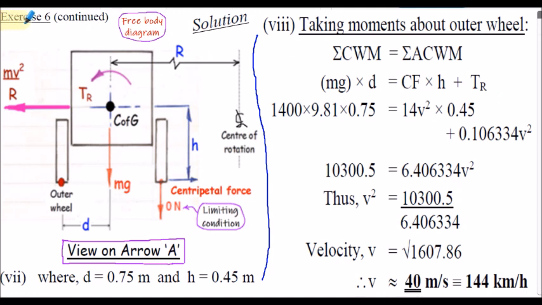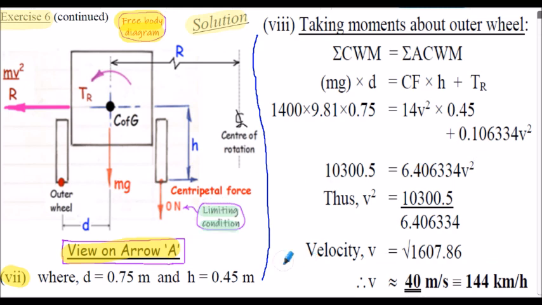Exercise 6, solution continued. So part 7 of our process was to sketch the free body diagram, as shown here. This is a view on arrow A, so we're actually looking at the rear of the vehicle. Notice this free body diagram relates to what's termed the limiting condition.